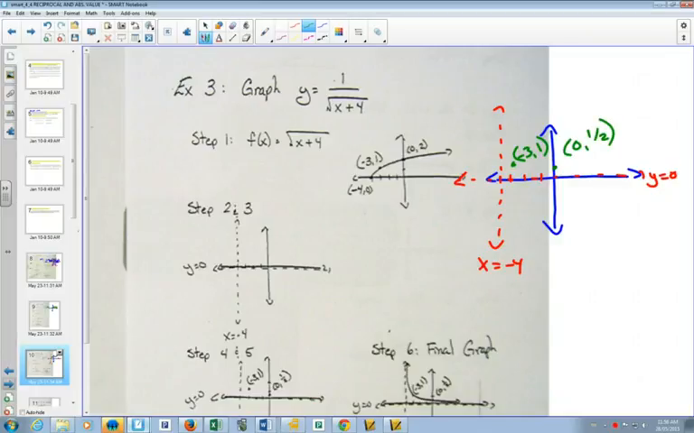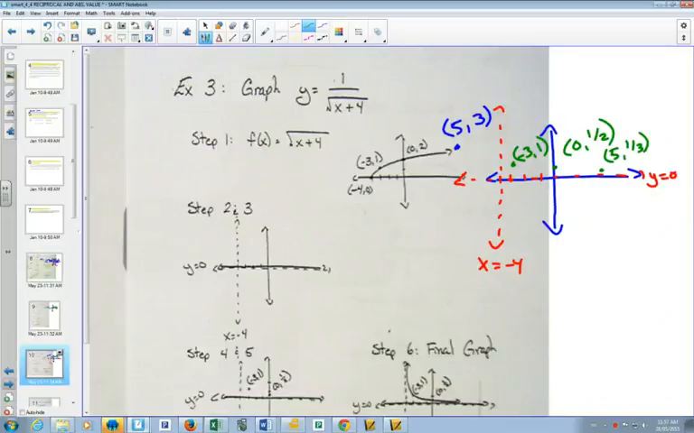Can you tell me one more nice, easy point to figure out on the graph? On the original graph? Whole numbers? Close. 5. If you plug in our original graph, if you plug in 5, 5 plus 4 is 9. Square root of 9 is 3. That's another nice point to use. So we're going to have 5, 1 over 3.